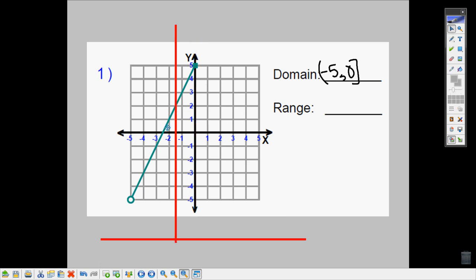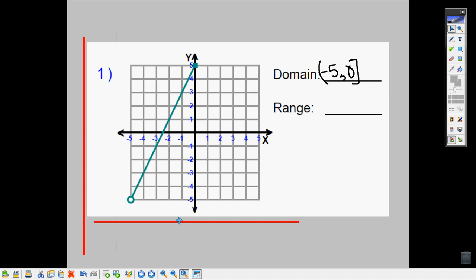Okay, so we're going to do our range from the bottom. The first value that I touch is a -5 open dot, so that's going to be not included. Up to, we're going to go to our farthest, our highest point in the y, which is at a +5 closed dot, so we're going to show that with that bracket.